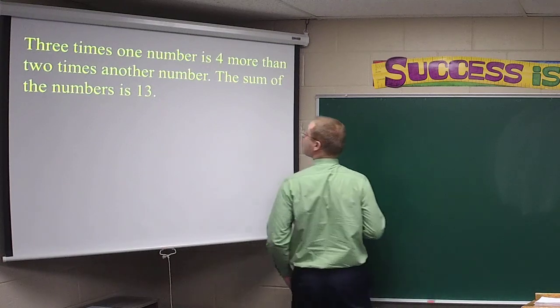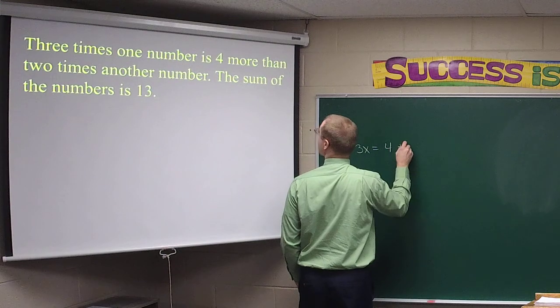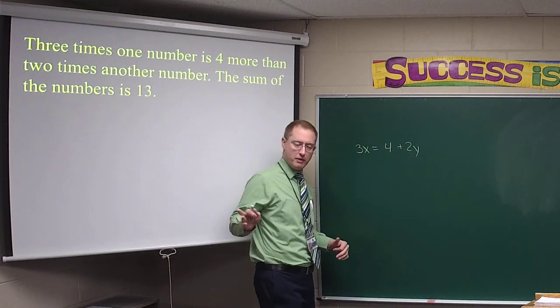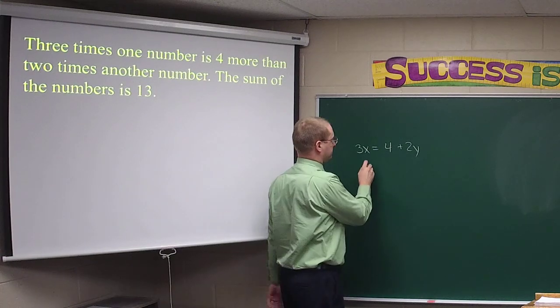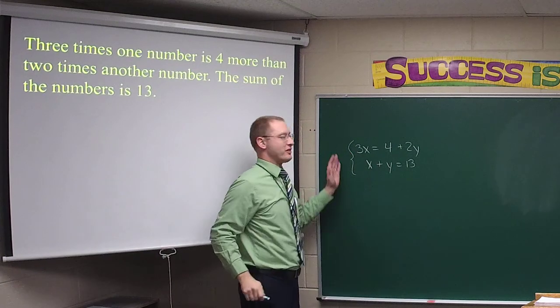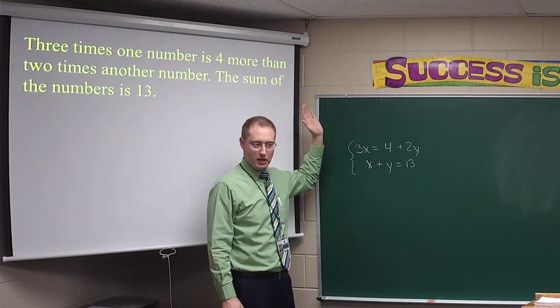First equation, Brandon? 3x equals 4 plus 2y. Good, or 2y plus 4 is generally how I'd write it, but it's not wrong. Addition's commutative. Abby's second equation? x plus y equals 13. How many had this for your system? Again, 2y plus 4 would be the same thing, but you had the system.